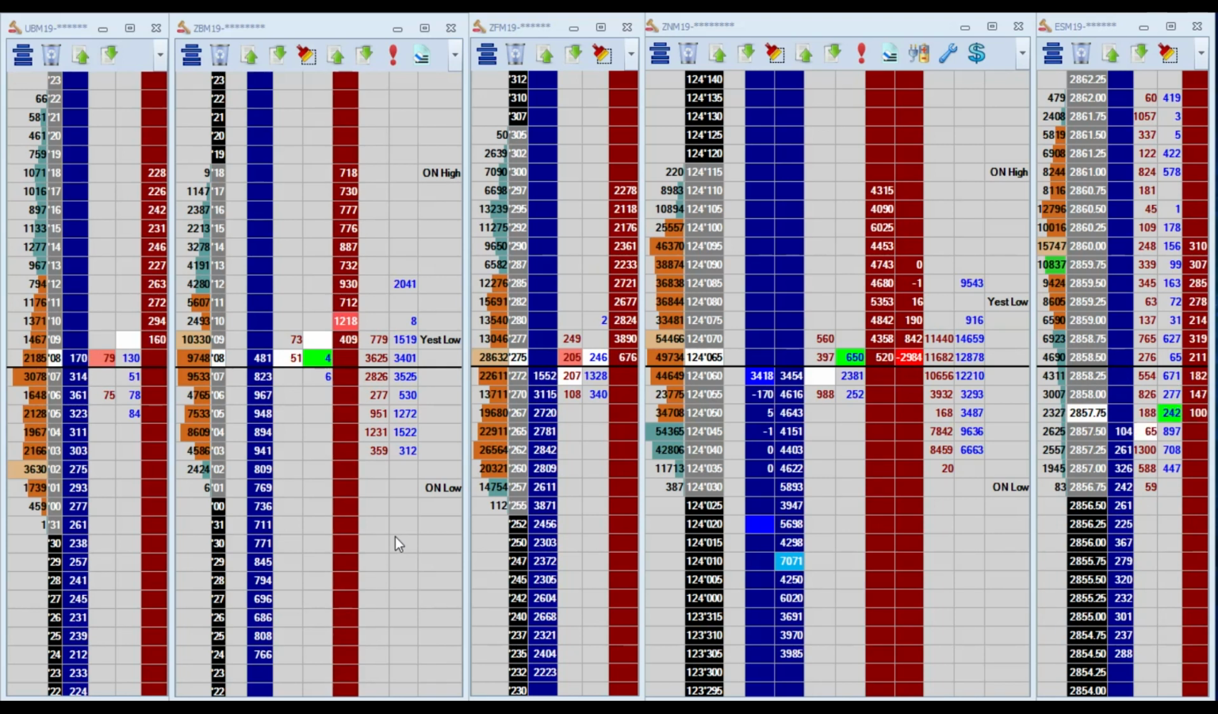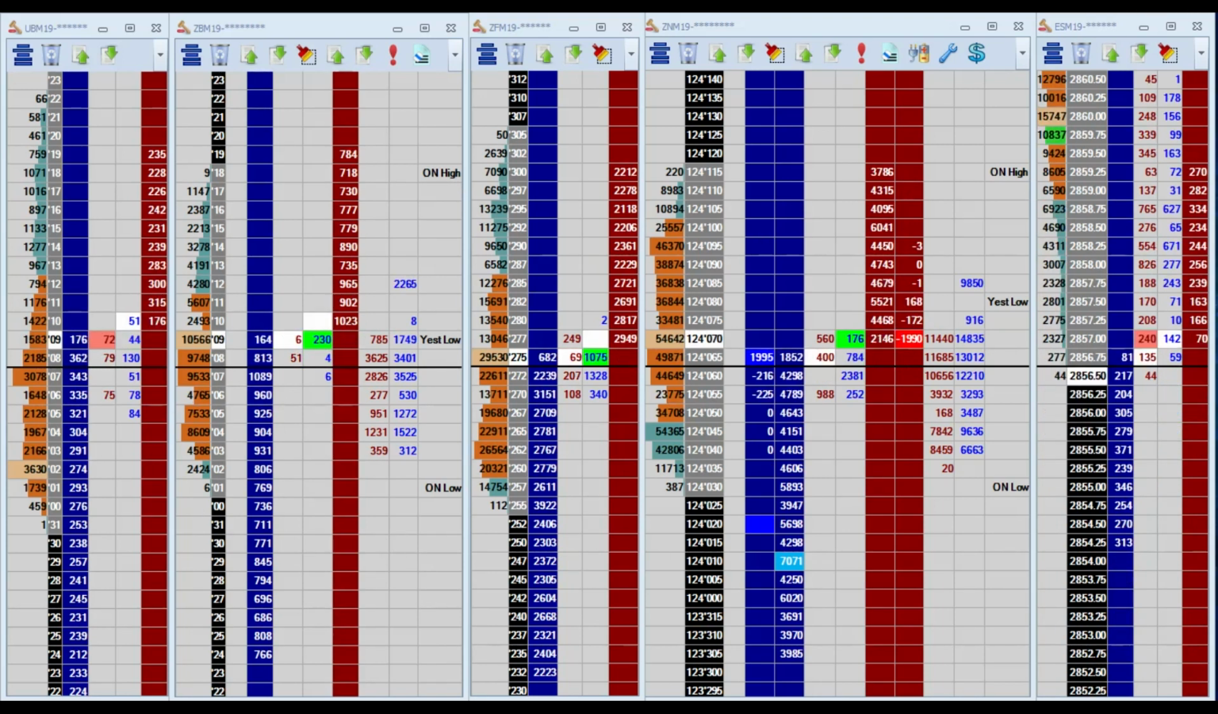So real quick, moving from left to right, there's 5 different products here. All the way on the left is the Ultra Bond, symbol UB. Right here is the ZB, which is the 30-year bond. Right here in the middle is the 5-year, symbol ZF. Then we have the ZN over here, which is the 10-year T-Note. It's primarily what I trade. And then all the way over on the right is the E-mini S&P.